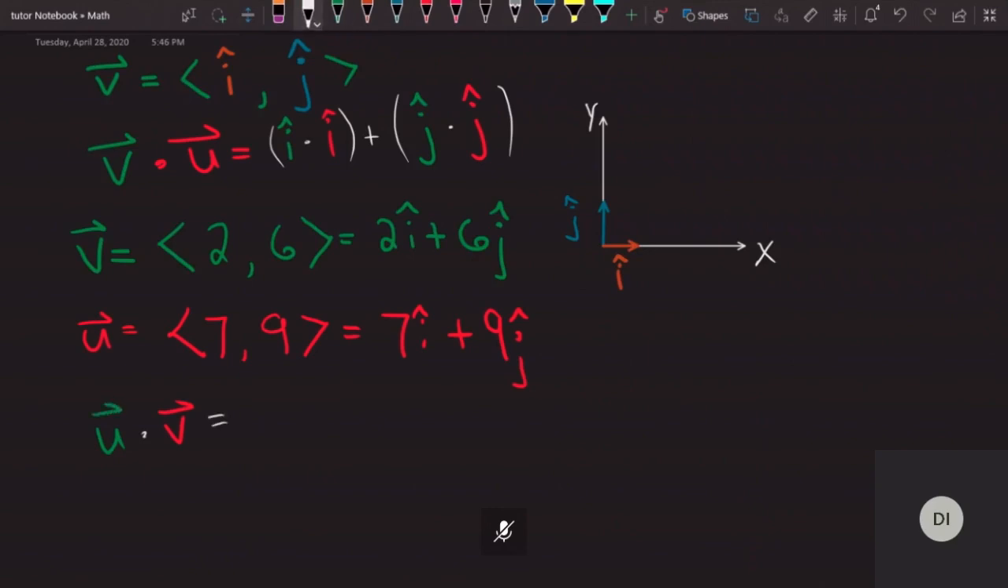So u dotted with v is going to be equal to the x component of v, which is 2, times the x component of u, which is 7. So we're going to have 2 times 7. And in the second set of parentheses, we're going to have the y component of the v vector times the y component of the u vector. So we're going to have 6 times 9.